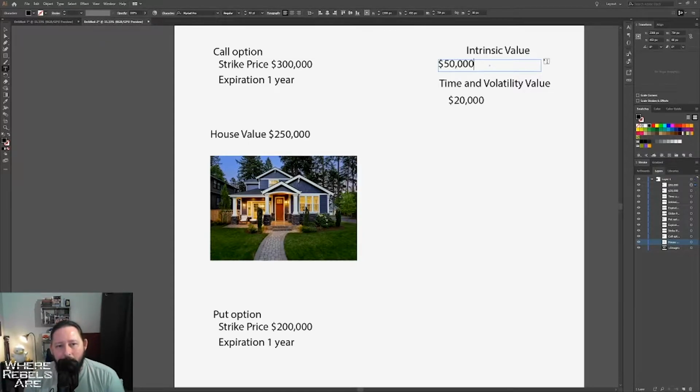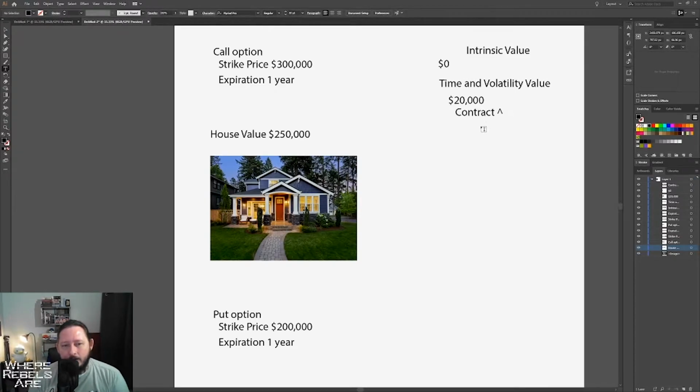Now, that's only true if there's a flip. However, as we have it now, this is considered an out of the money call option because the strike price is higher than the actual value of the house. So intrinsic value in this contract is technically zero. In order to figure out how much you're paying for the contract, you add the intrinsic value plus the time and volatility premium, and that gives you the total cost of the contract. So the contract now is equal to the price above. Okay, so this is the contract.